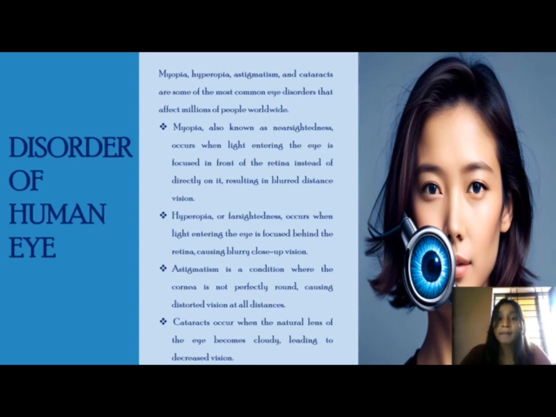Hyperopia, also known as farsightedness, occurs when the light entering the eye is focused behind the retina, causing blurry close-up vision. Astigmatism is a condition where the cornea is not perfectly round, causing distorted vision at all distances. Cataracts occur when the natural lens of an eye becomes cloudy, leading to decreased vision.